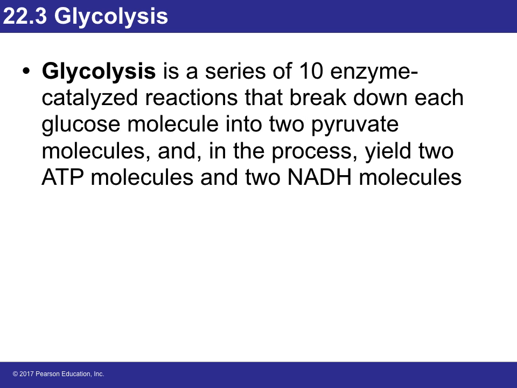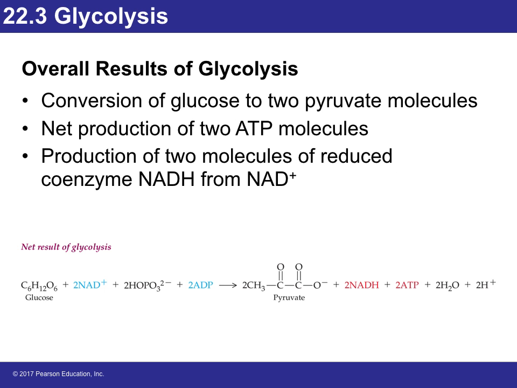So I am not going to ask you to know all the steps. Just know there's about 10 enzyme-catalyzed reactions that break down each glucose molecule into those pyruvate. But you need to know the overall result. So net production of 2 ATP, because you need 2 ATP to start that split of the glucose, and then you're going to make 4 ATP at the end. So you consume 2 and you make 4, the net product is going to be 2.